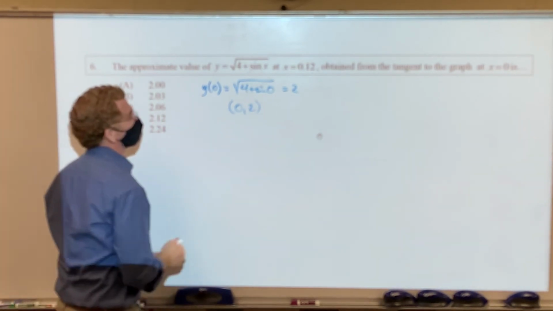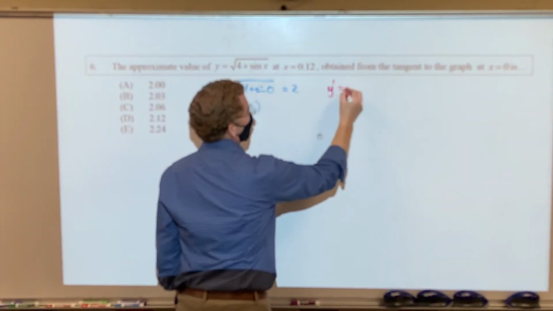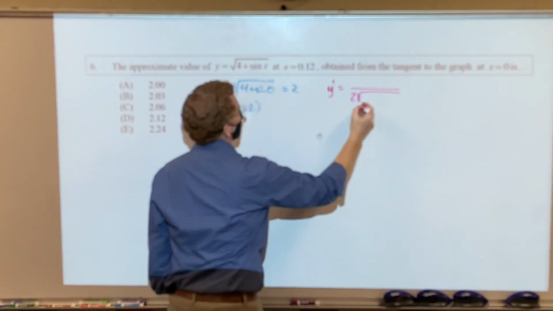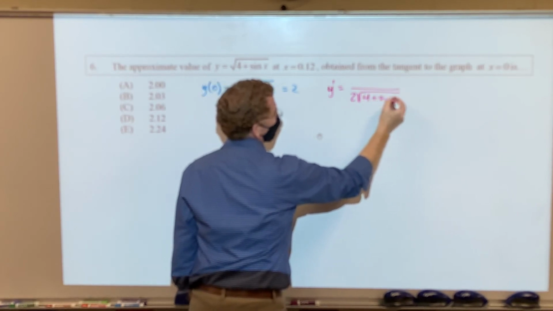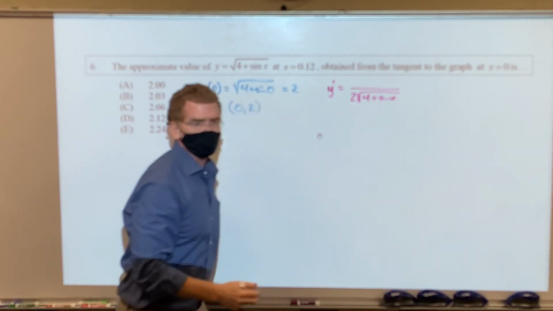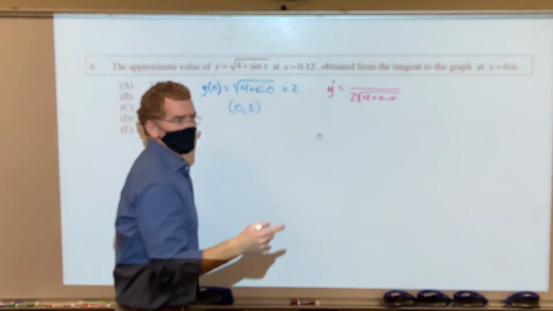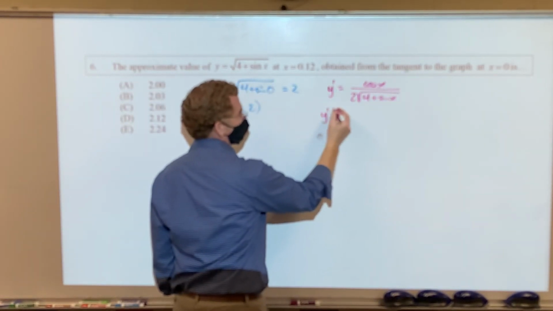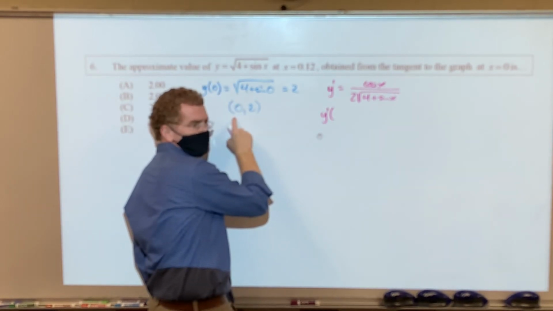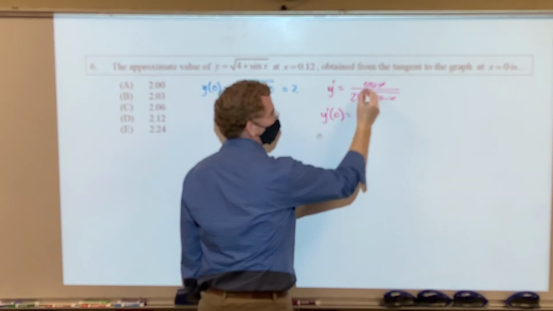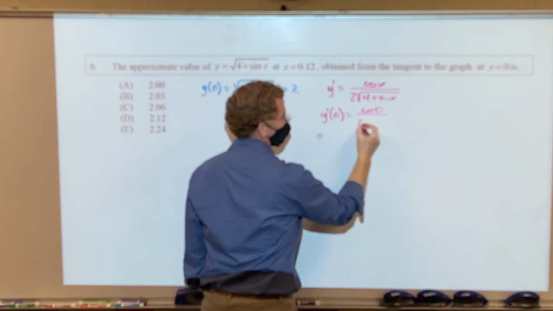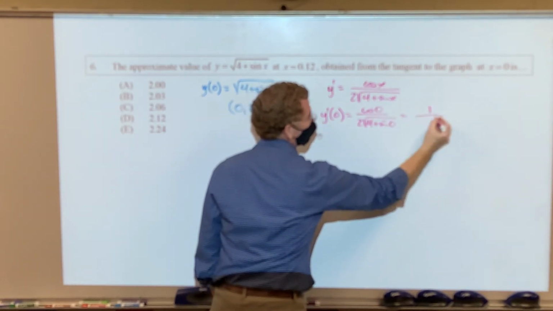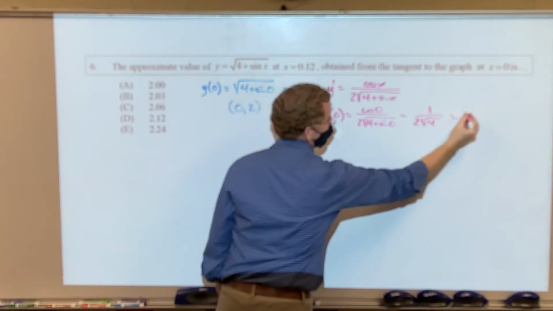I can find the slope of this. How do I take the derivative of that ugly guy? Double it on the bottom, and the derivative of the inside part. What's the derivative of 4 plus sine x? 0 plus cosine x. And then I'm going to take the derivative at what? Still at 0. So I get cosine of 0 over 2 square root of 4 plus sine of 0, which is 1 over 2 root 4, which is 1/4.